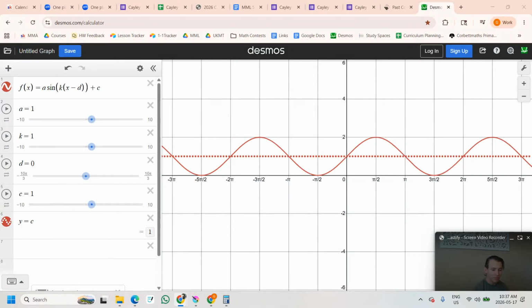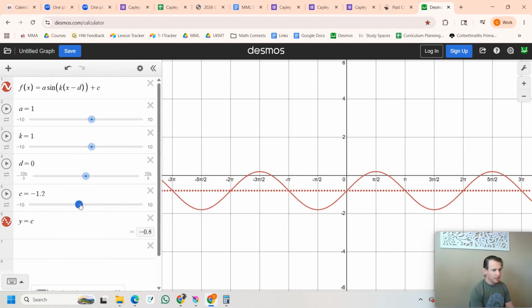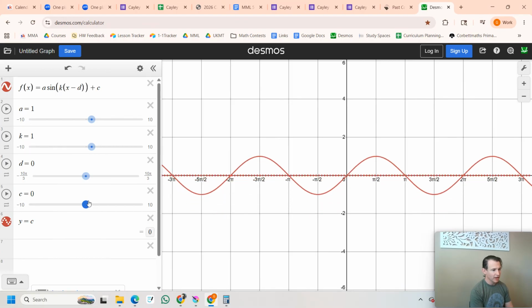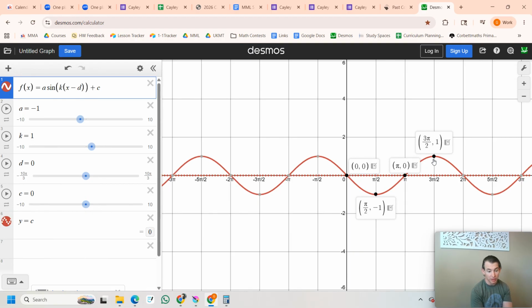So here's a handy Desmos visualization for us. Notice that when I change c, I change the position of that midline. Okay. So if I set it to 0, I have myself a good old sine function with no transformations. You'll notice it finishes its first full period at 2 pi, and so on. Okay. What if I made a negative? Well, negative sine would look like this. Okay. It starts in fall and goes down. It goes fall, winter, spring, summer, instead of spring, summer, fall, winter.